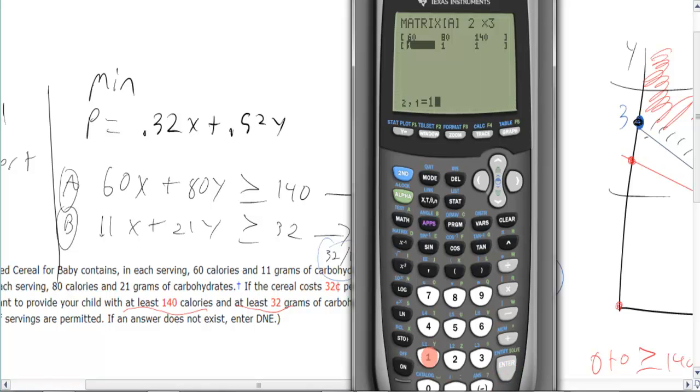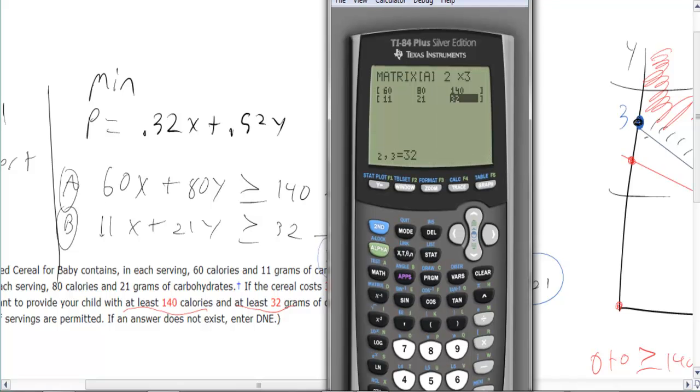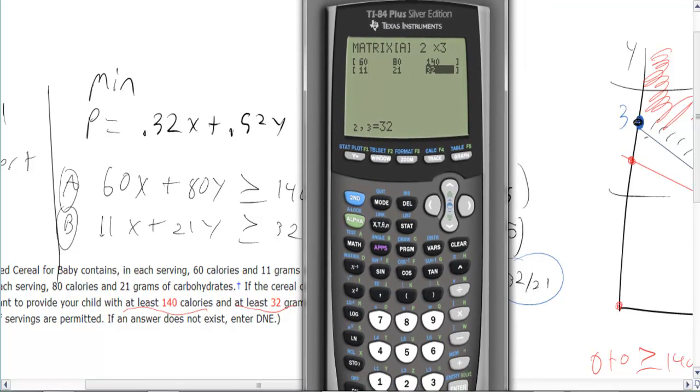Then my second equation is 11, 21, 32. I always recommend you double check your numbers before you move out of here, because if you have one little typo, it messes everything up. Now we quit out, back to our blank screen, and make sure there's nothing in here. Then we go back into the matrix and choose reduced row echelon form of matrix A. When I hit enter, it tells me my answer. Those 2 lines intersect at the point of x equaling 1, y equaling 1.